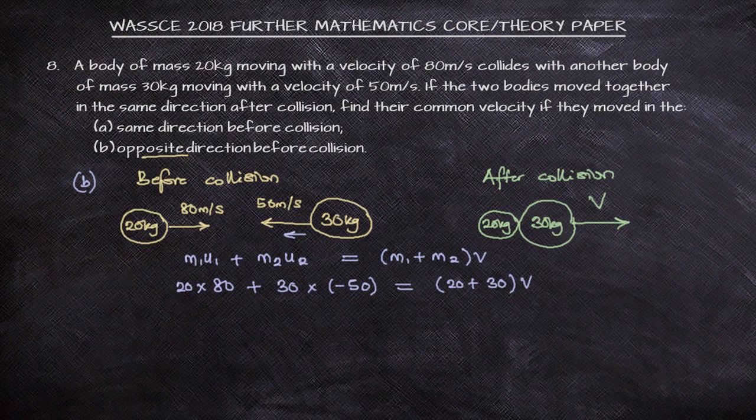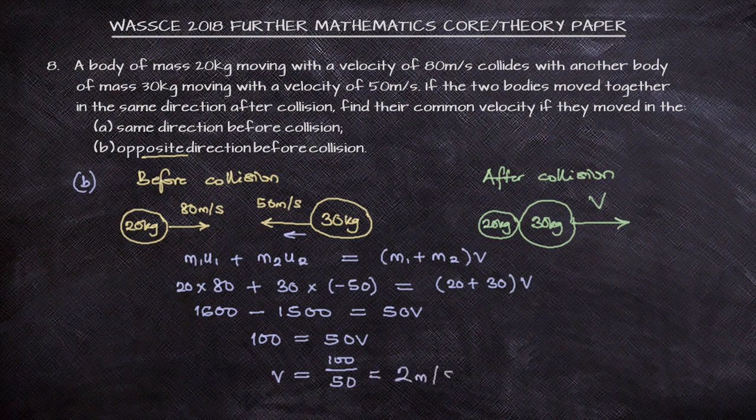That will give us 1,600. Now 30 multiplied by minus 50 will be minus 1,500, which is equal to 50V. If you subtract on the left hand side, we will have 100 is equal to 50V, such that our V will be 100 divided by 50, and that is equal to 2 meters per second. Now, that is the common velocity of the two objects when they move in opposite directions before collision.